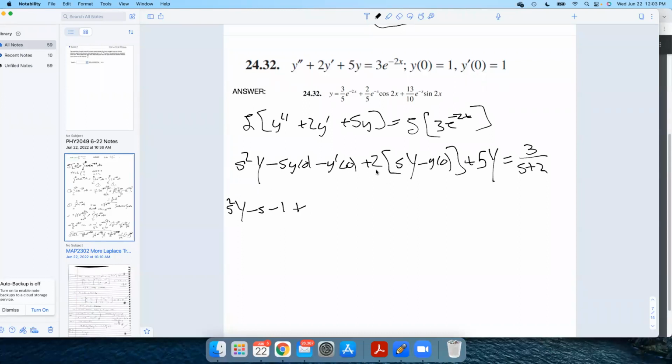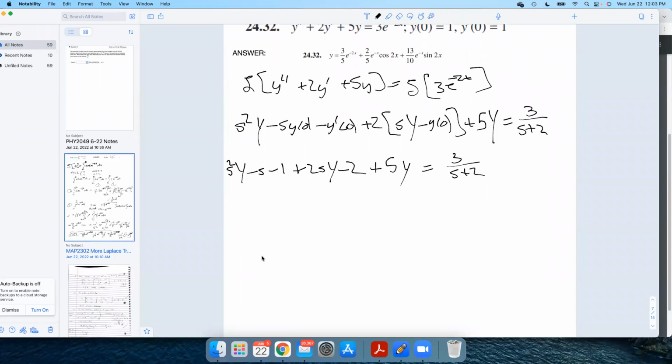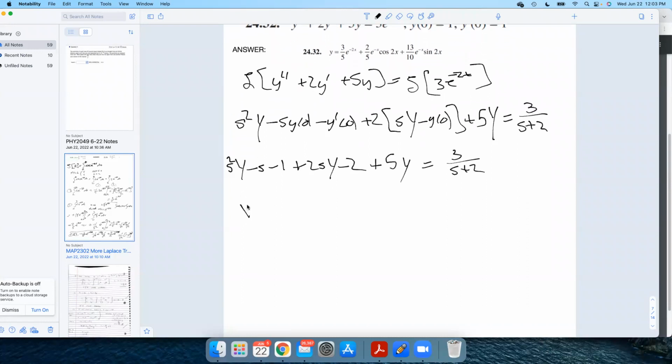Got to distribute this 2 here. I'm going to have a 2SY minus 2. You got to be careful right there. y of 0 is 1, but that 2 plus 5 capital Y from right here. Grab everything together with a Y. So I'm going to have a capital Y, S squared plus 2S plus 5.